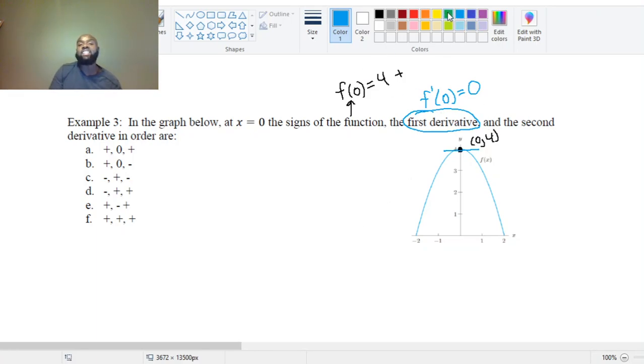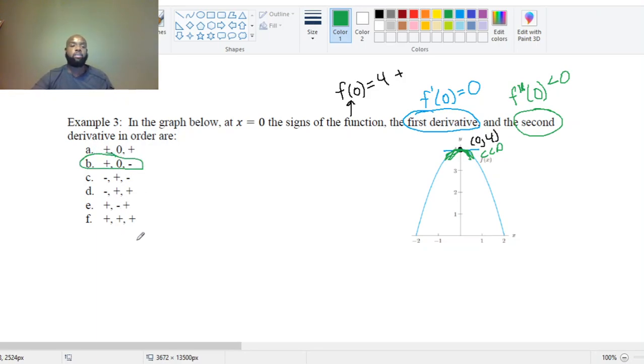And then the sign of the second derivative has to do with concavity. So if we want to know the sign of f double prime of 0, we have to look at the concavity. And since it's going something like that, it's concave down. And when it's concave down, that means it's negative, or less than 0, right? And so I get positive, 0, negative. The answer to that would be B. Positive, 0, negative.